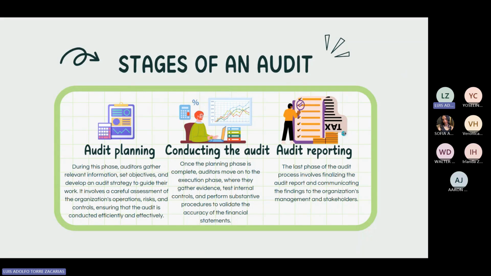Then we have the stages of an audit. Audit planning. During this phase, auditors gather relevant information, set objectives, and develop an audit strategy to guide their work. It involves a careful assessment of the organization's operations, risks, and controls, ensuring that the audit is conducted efficiently and effectively. Conducting the audit. Once the planning phase is complete, auditors move on to the execution phase, where they gather evidence, test internal controls, and perform substantive procedures to validate the accuracy of the financial statements.